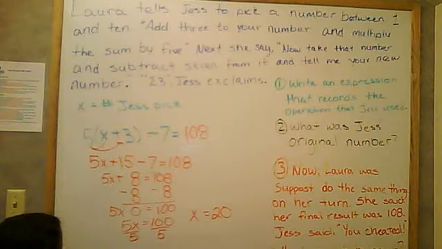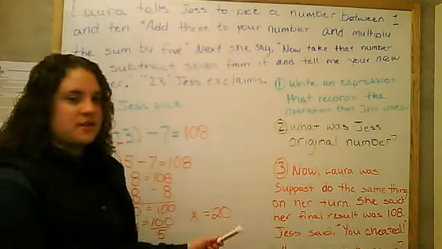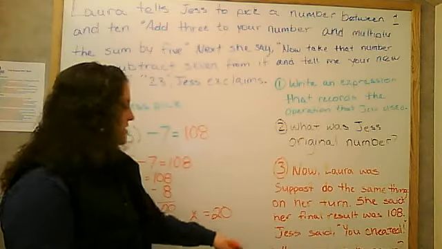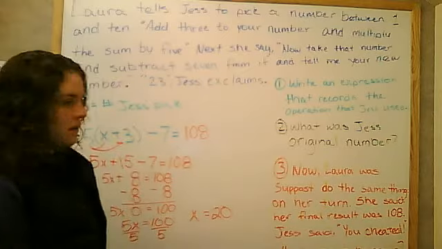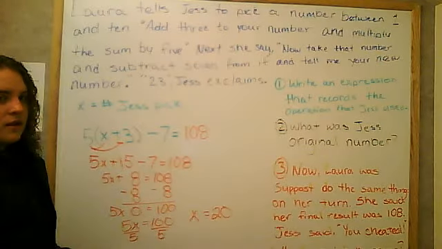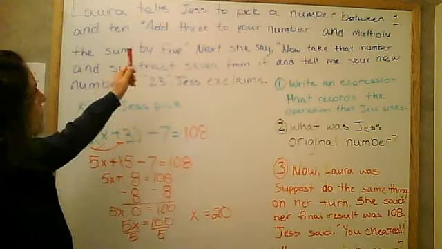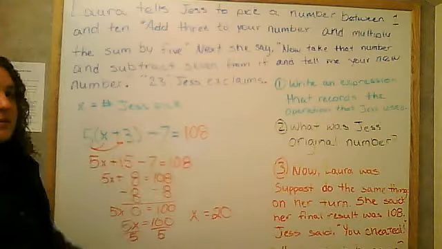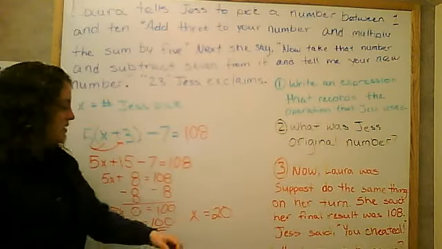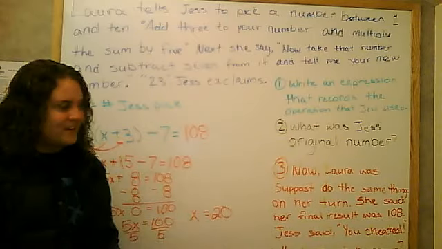Alright, so let's take a look here. Go back to the question, see what they were asking us. Jesse said you cheated, and we want to know what he meant by that. So let's go back to the original problem and see what we did know. They're supposed to pick a number between 1 and 10. Yep, we can stop right there and we know what Jesse means. 20 doesn't quite fall between 1 and 10 last time I checked.